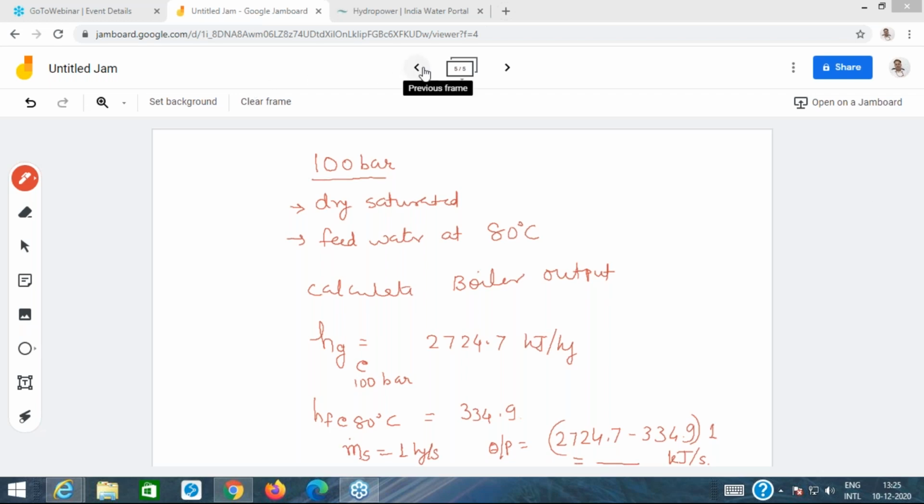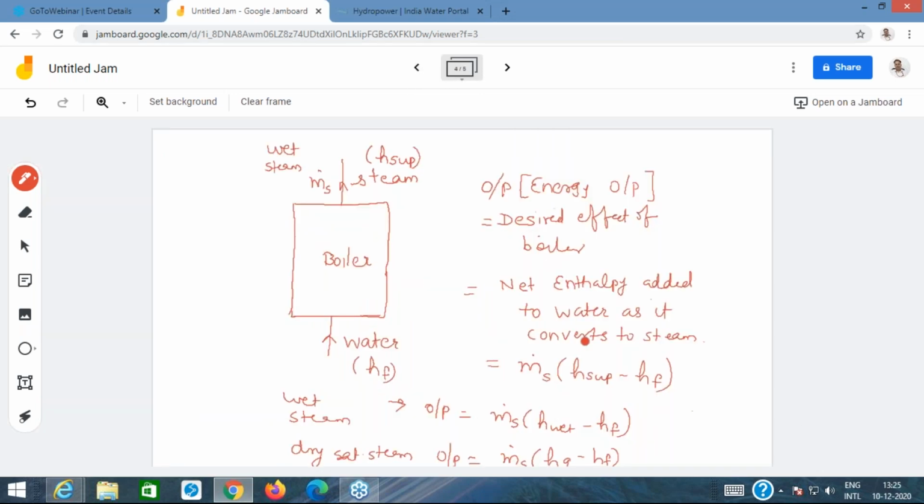Now, let me go back to the input. Now, what is the input to this boiler? The input to this boiler is the heat which is being supplied, and that heat comes from the combustion of fuel. So fuel consumption rate into the calorific value of the fuel is the input to the boiler. Is this clear?